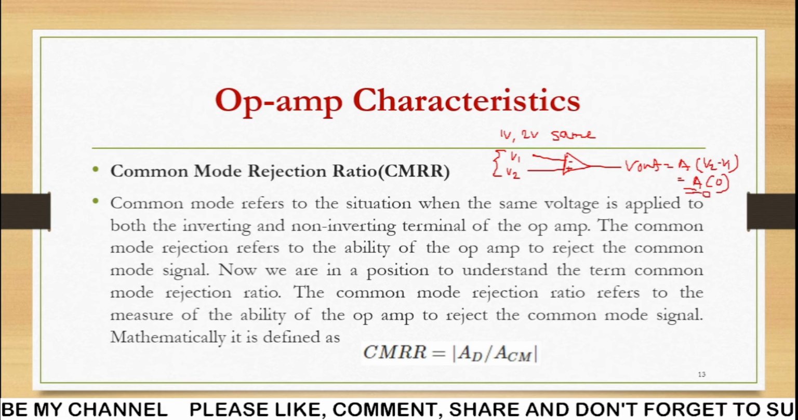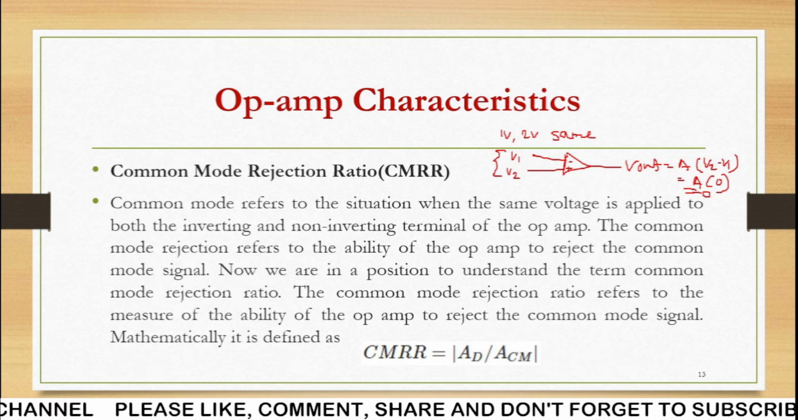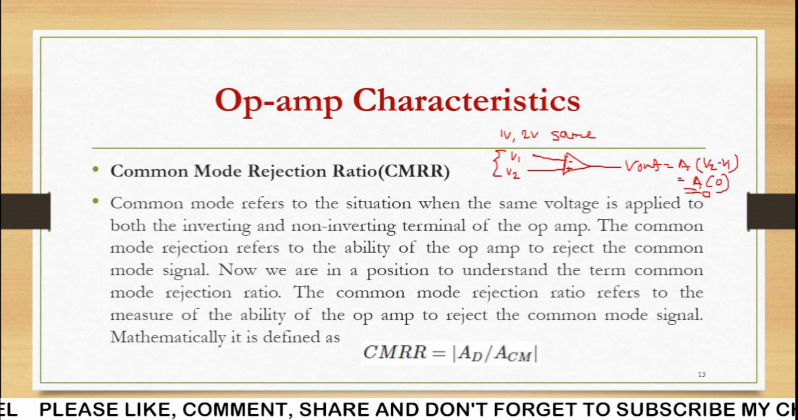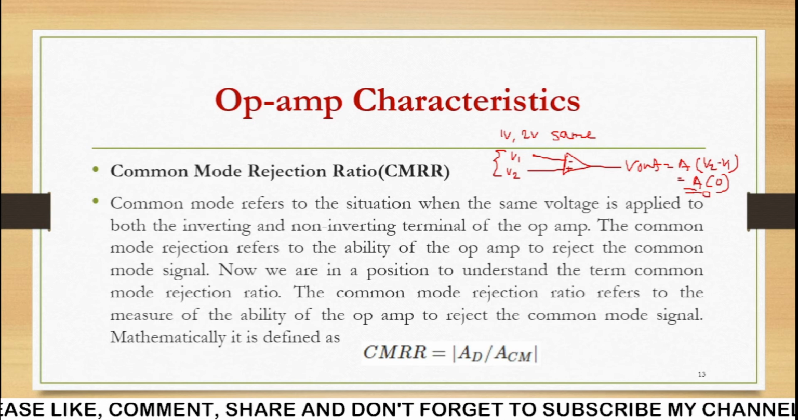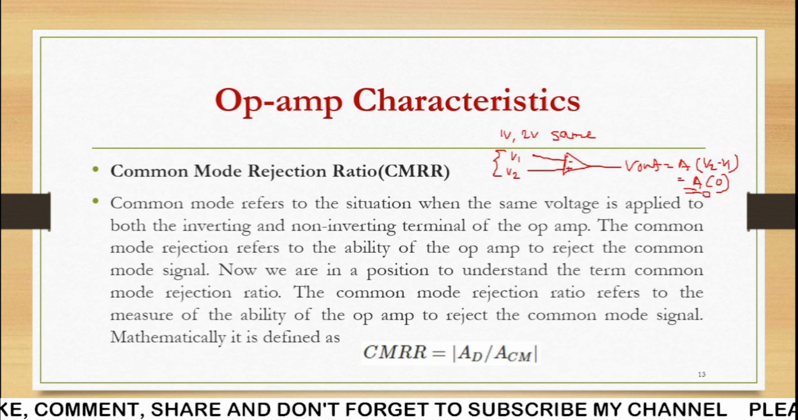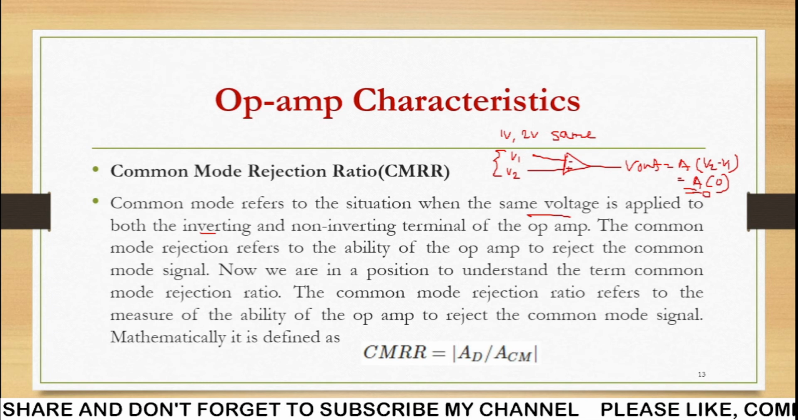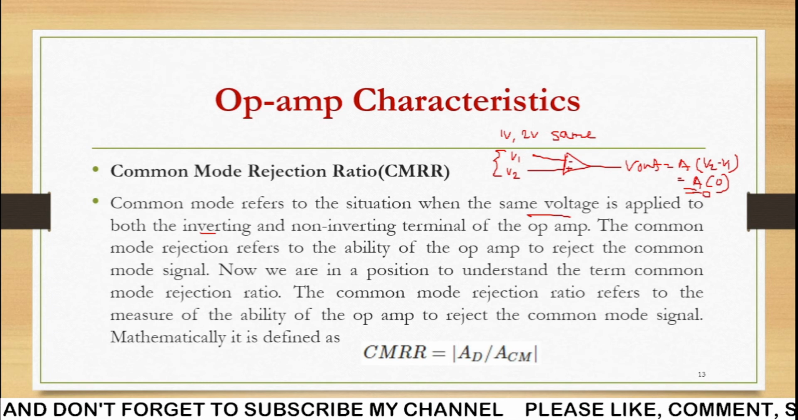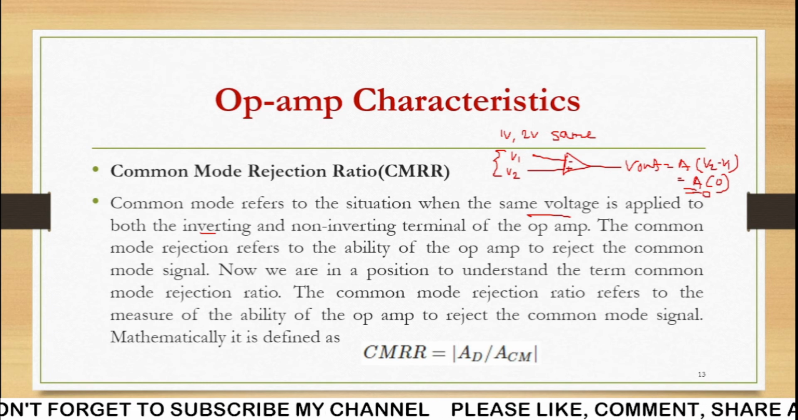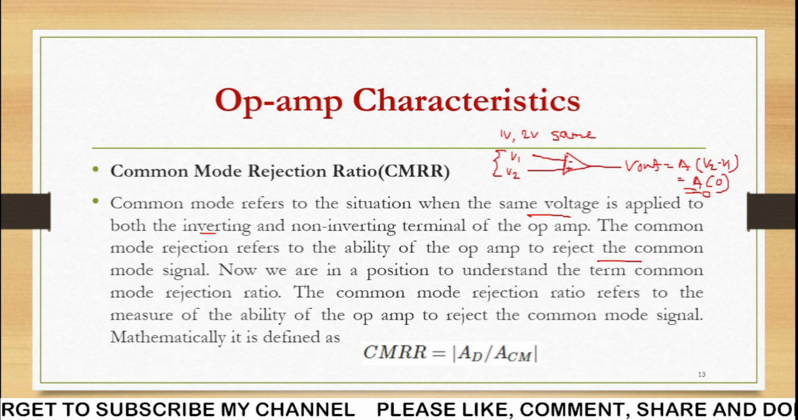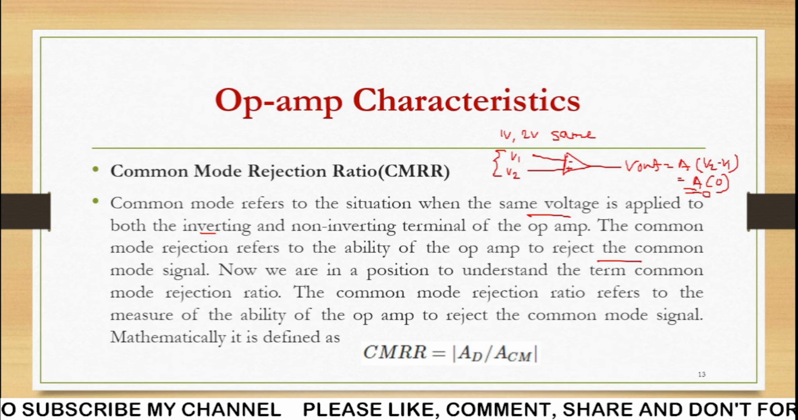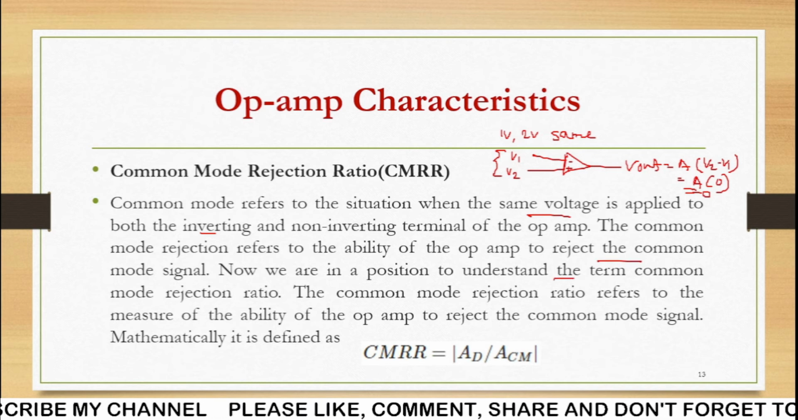But practically we'll get some voltage across the output of this operational amplifier, due to the properties of the transistors that we are using. So how are we going to find the common mode rejection ratio? We have to apply common signals to both the inverting and non-inverting inputs.